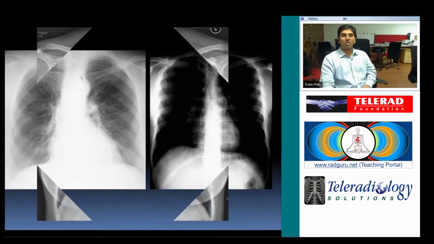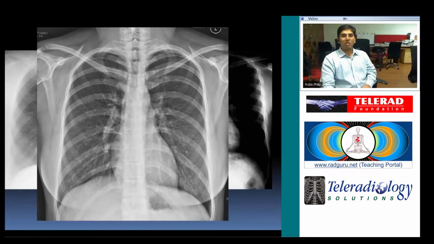So a perfect radiograph should look like this. See how beautiful it looks with everything being displayed. You can see the lung markings very well. You can see all the rib cage, diaphragms, everything fantastically depicted.